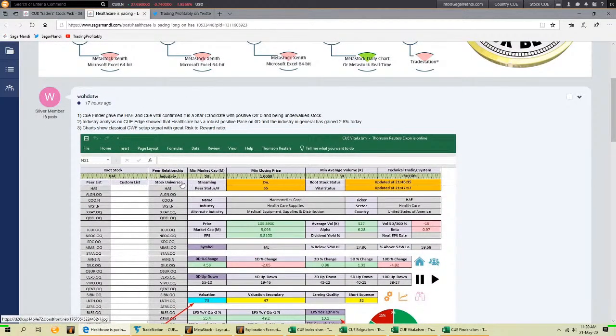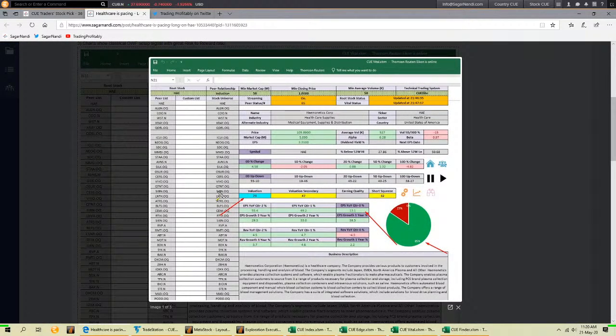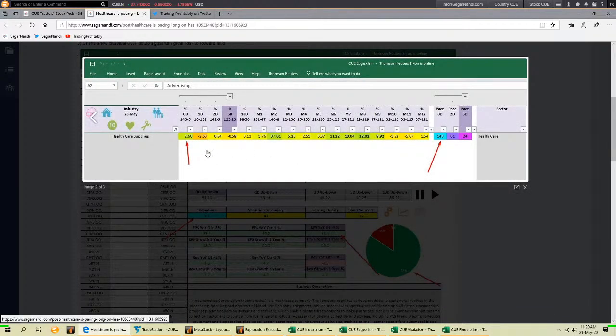That was on HAE. The valuation was optimal, undervalued stock shown by cyan color score, and it also had a positive earnings growth. In fact, consistently positive earnings growth in the last 3 quarters as well as last 3 years. This is also a buying candidate in terms of fundamentals. The industry was going up yesterday. This industry, healthcare supplies, went up by 2.6%.